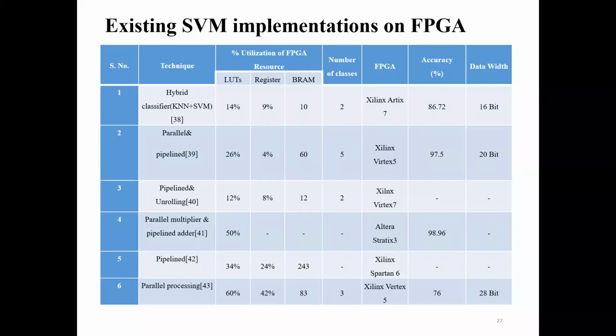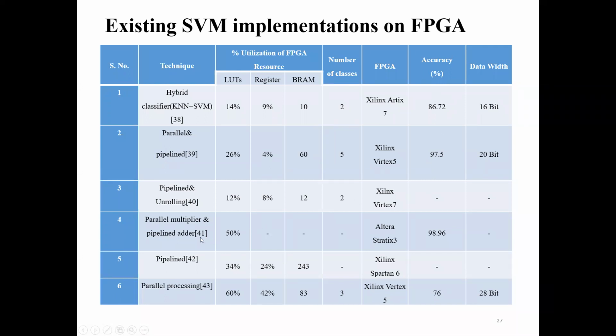You may observe that Xilinx is the name of the vendor, and Artix 7 is a kind of advanced FPGA. Similarly, Virtex 5 is the name of an FPGA, and Xilinx is the vendor. Altera is another FPGA player, and Stratix 3 is the FPGA that was used. And you may observe how much percentage of accuracy is achieved.